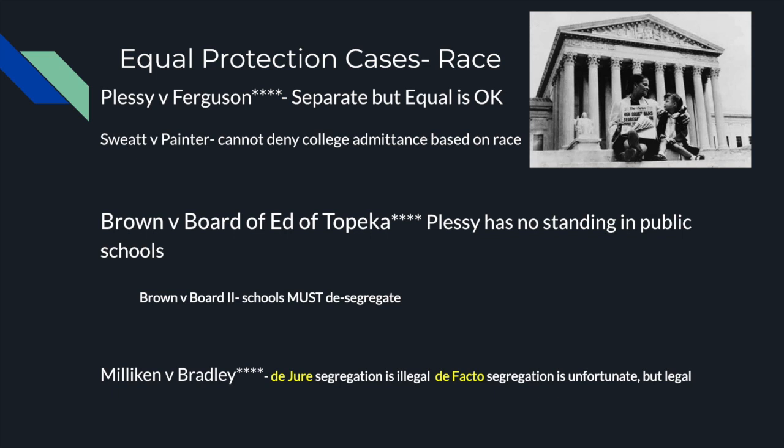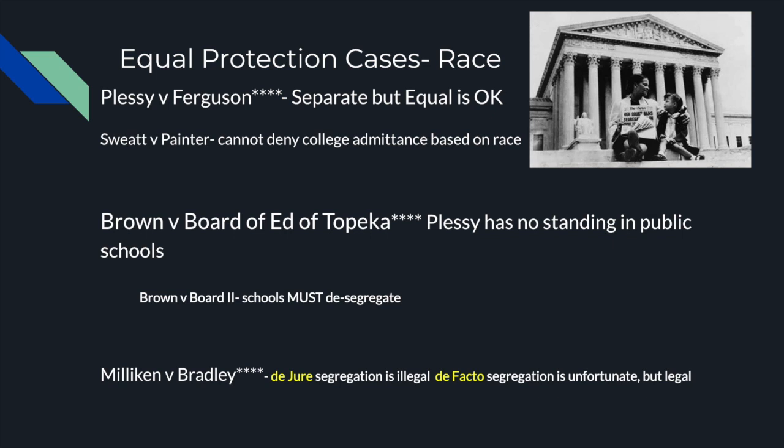So he sues the University of Texas, and the Supreme Court agrees with him and says you can't deny college admittance based on race, and separate but equal in colleges is equally unacceptable. Separate but equal being unacceptable is thanks to Brown versus Board of Ed, which we have talked about before. Plessy versus Ferguson, the separate but equal policy has no standing in public schools.